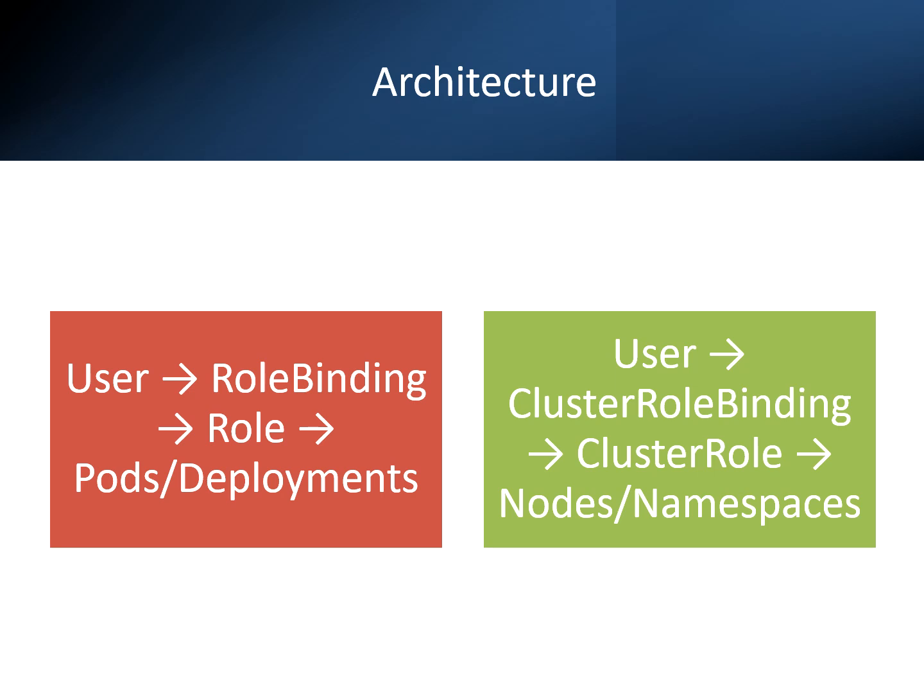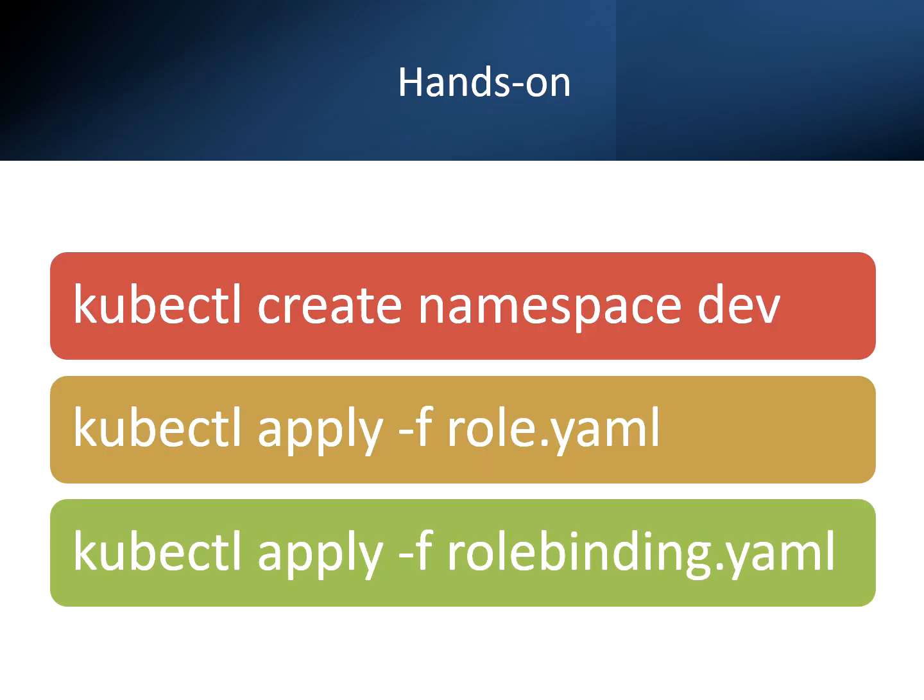Now the architecture. We have a user, then it goes to the role binding, then the role, then the pods and deployments. If a user requests access, the request will reach Kubernetes. Kubernetes will check if there is a role binding. If yes, it will check which role is assigned and what permission is given. If the permission exists, then access is granted, otherwise access is denied. Then it will reach the pods, deployments, etc. Similarly for the cluster role binding. This entire architecture keeps Kubernetes secure.